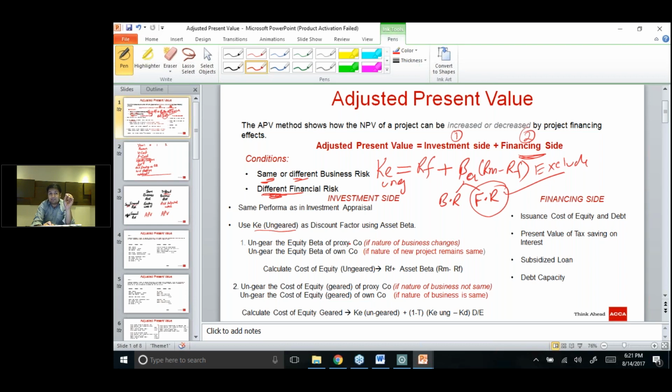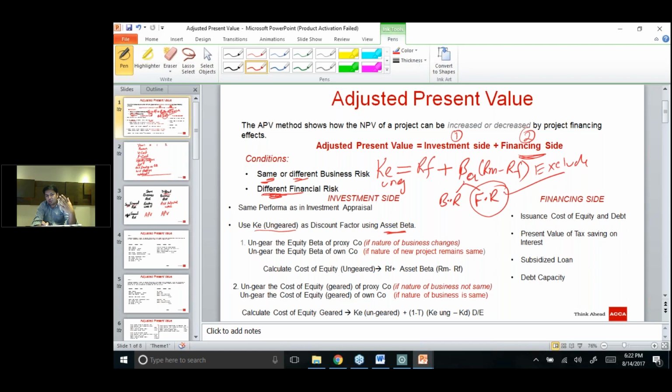If in the exam a beta asset is given, the examiner will specifically mention that it is a beta asset. But whenever beta is simply given, that will be a beta equity. So if the nature of business changes, you have to ungear the equity beta of the proxy company. When you ungear the equity beta of the proxy company, that will become the asset beta.